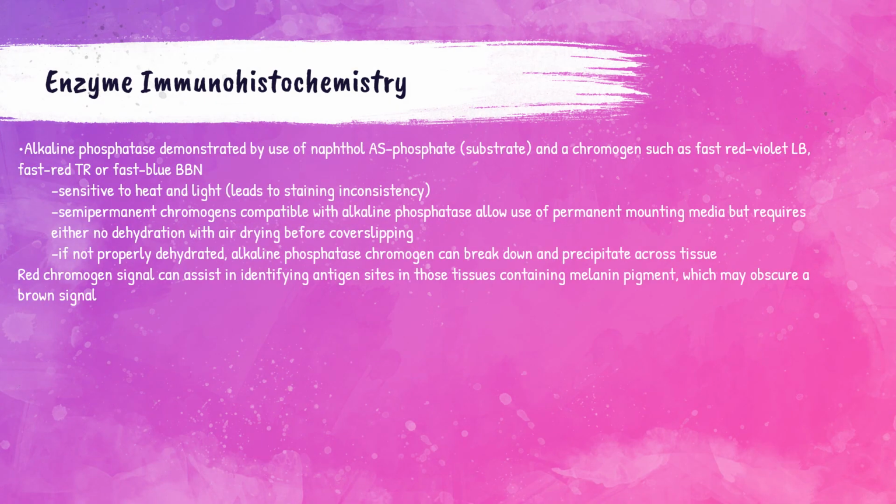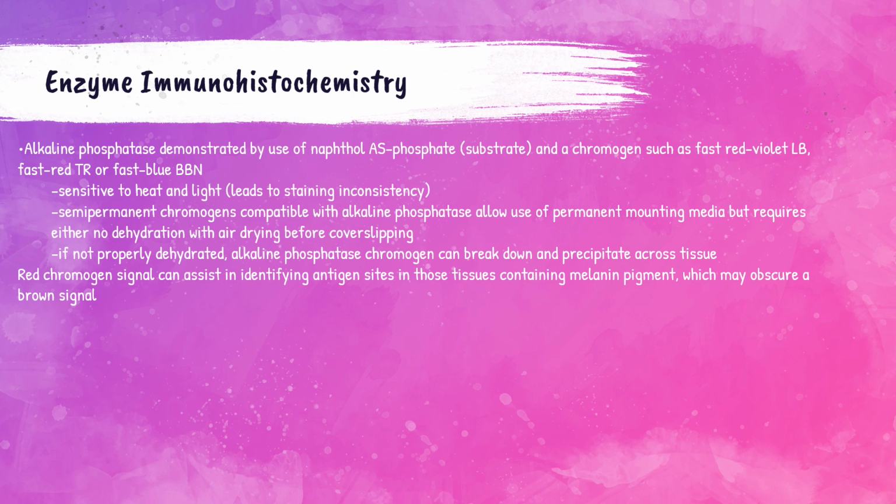AP is demonstrated by the use of naphthol AS phosphate as a substrate and chromogens such as fast red violet LB, fast red TR, or fast blue BBN. AP is light and heat sensitive, and this can lead to inconsistency in staining. Semi-permanent chromogens that are compatible with AP allow the use of permanent mounting medium but do not require dehydration and air drying before cover slipping.